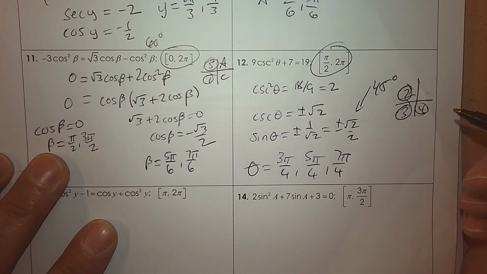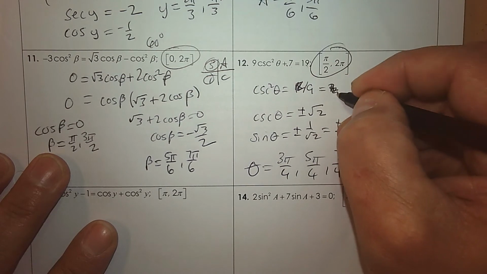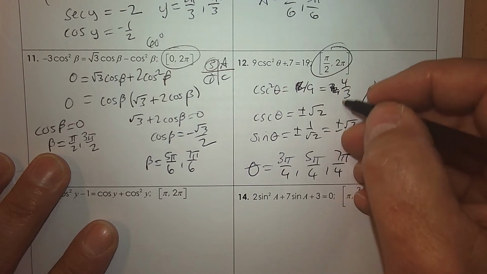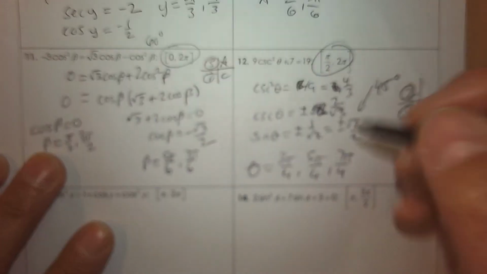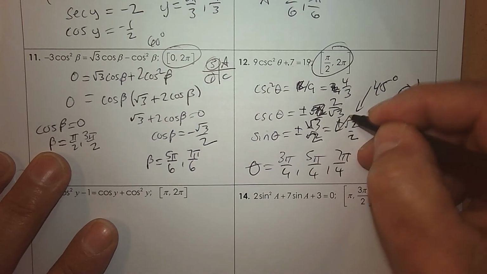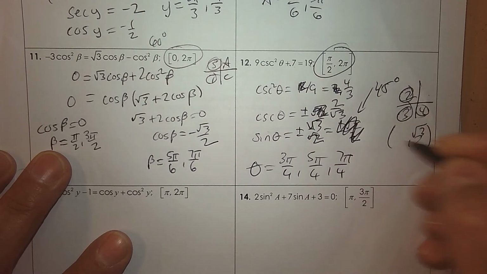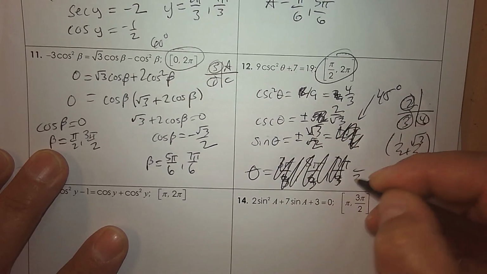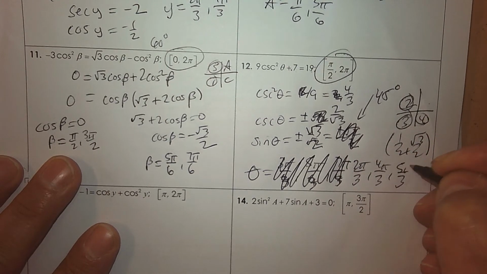What did I do wrong here? Ow. I did it again. So 19 take away 7 is 12. And 12 divided by 9 is 4/3. And when you take the square root, it is 2 over root 3. And then when you do the reciprocal, it is actually root 3 over 2. And then where's the y-coordinate root 3 over 2, right? So it's 60 degrees, so it's over 3. And then it would be 2 pi over 3, 4 pi over 3, and 5 pi over 3.